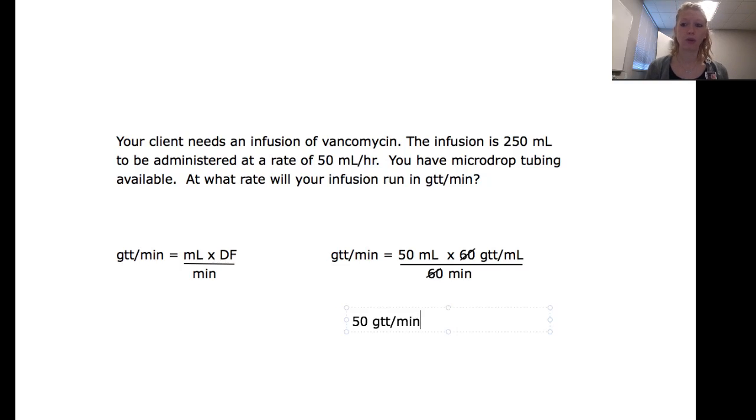I'm using micro drop tubing, so that will always be equal to my milliliter per hour rate. So if you want to remember that shortcut, you definitely can use it in the future. It's always going to be true for micro drop tubing. However, if you would rather just write it out every time, that's completely fine. Obviously, if I took 50 times 60 and divided it by 60, I'm still going to get the correct answer of 50 drops per minute.